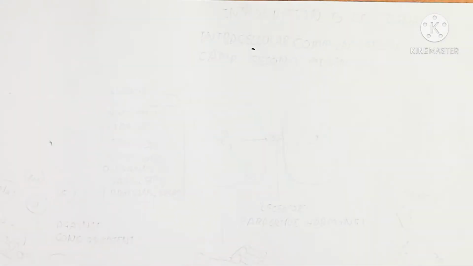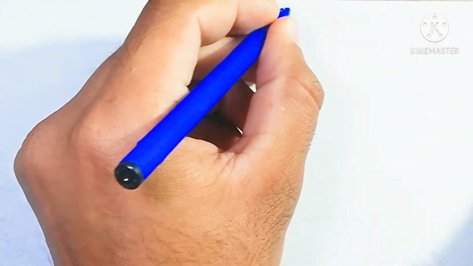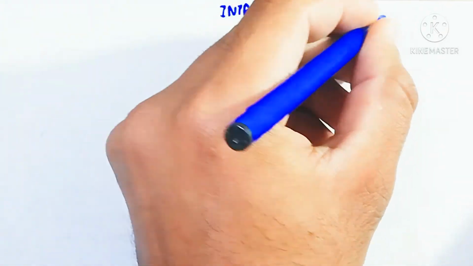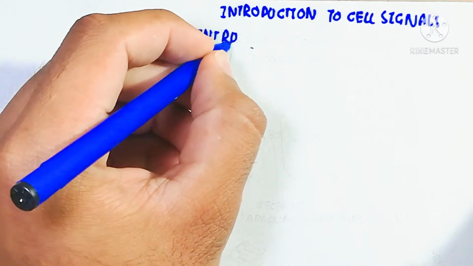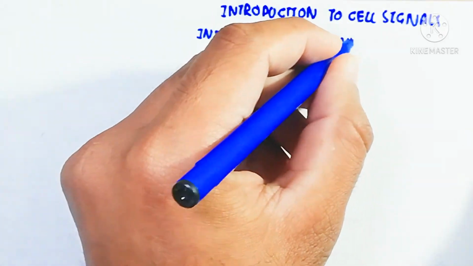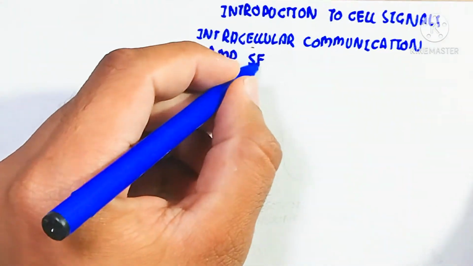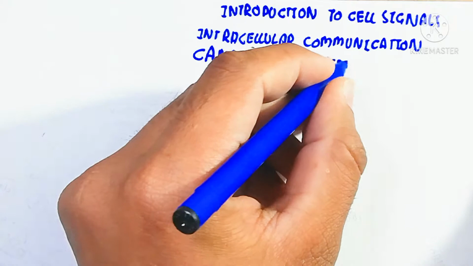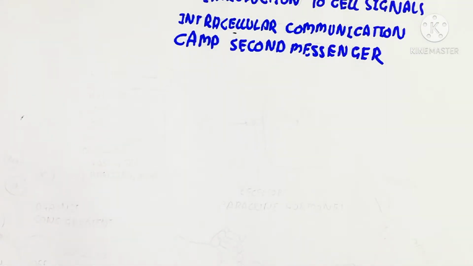So today we will discuss the introduction to cell signaling. That is the meaning of cell signaling: one cell signals to another for a specific function. On the other hand, there is intracellular communication, such as cyclic AMP as a second messenger, which we will discuss in detail. First of all, we will discuss an overview of the different cell signals and their different mechanisms.